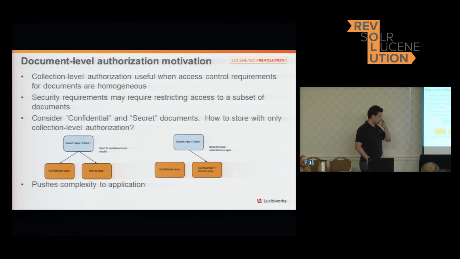So how should I store these documents given that I only have collection level authorization? There are a couple of ideas here. One is I could store them separately in two separate collections, but then my application needs to combine and score the results, so I've pushed some complexity there. Alternatively, I can store confidential docs and confidential-and-secret docs in one collection, but now I have more storage, and I have a data management problem if I ever want to modify the documents. Again, I pushed some complexity to the application. So the idea behind document level authorization is that Sentry should deal with the complexity, not your application.